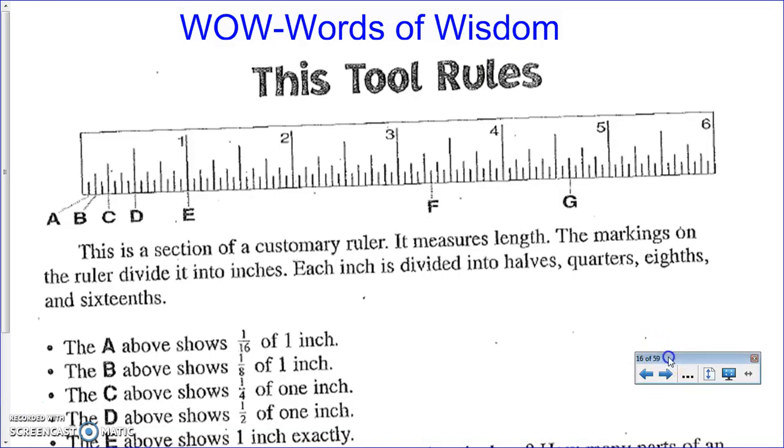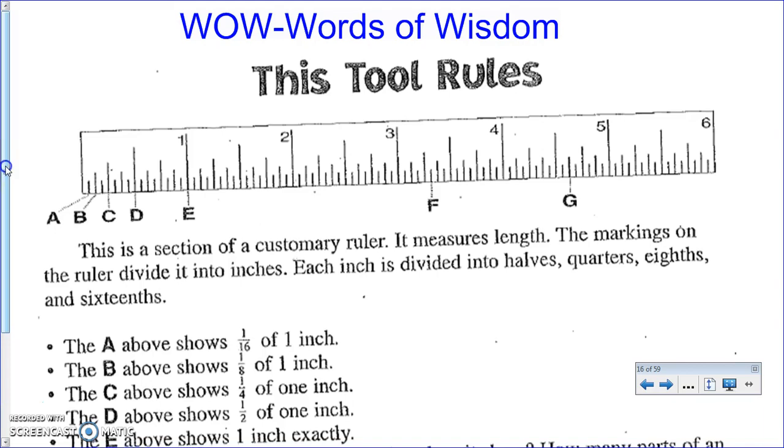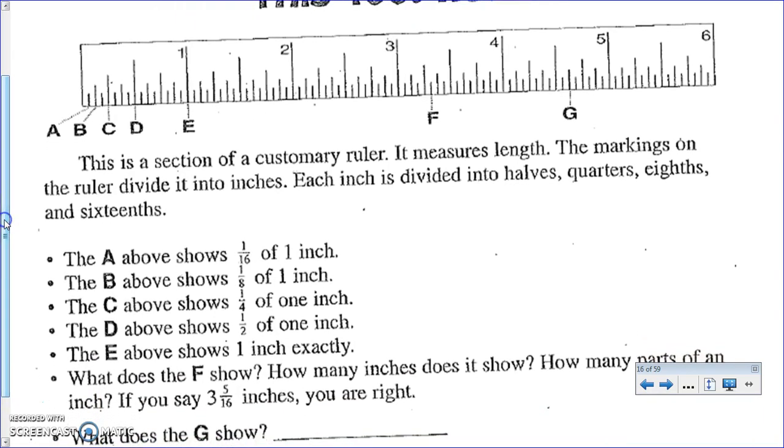So this is a section of a customary ruler, or a standard ruler. It measures length. The markings on the ruler are divided into inches. Each inch is divided into halves, quarters, eighths, and sixteenths. If you look at the letters they've marked here, A shows 1/16 of 1 inch, that's the shortest line. B shows 1/8 of 1 inch. C shows 1/4 of 1 inch. D shows 1/2, and E shows 1 inch exactly.